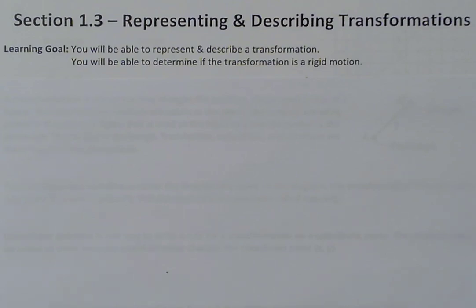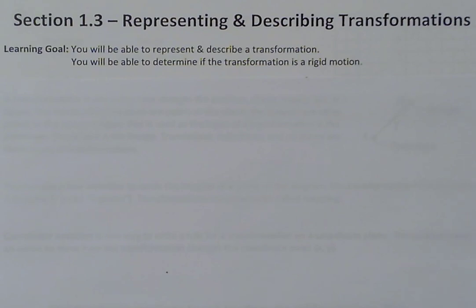For today's lesson, we're going to be taking a look at section 1.3, which is going to deal with representing and describing transformations. Now, this lesson is going to be kind of an introduction to transformations, to talk about what it looks like and what it means before we dive more into it in Module 2.